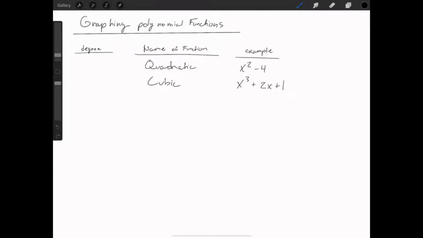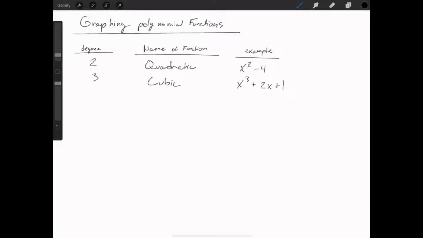Firstly, there are different types of polynomial functions, which depend on the degree of the leading coefficient, which is the term in a function that has the highest power of x. In this video, I'll just be focusing on quadratic and cubic equations, which have degrees of 2 and 3, because they are the most commonly used types of polynomials.